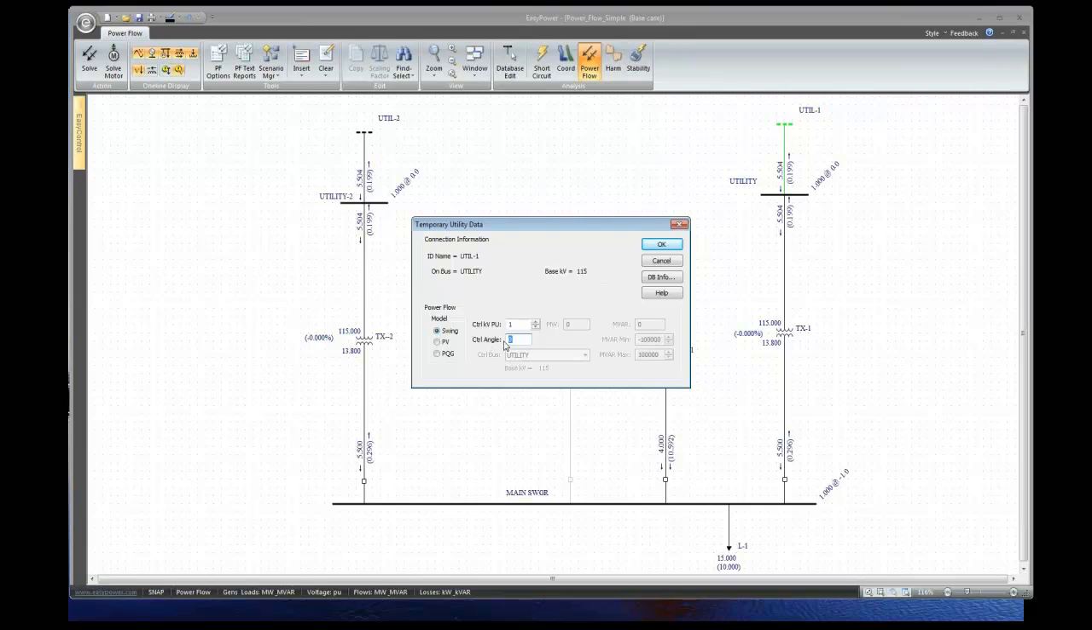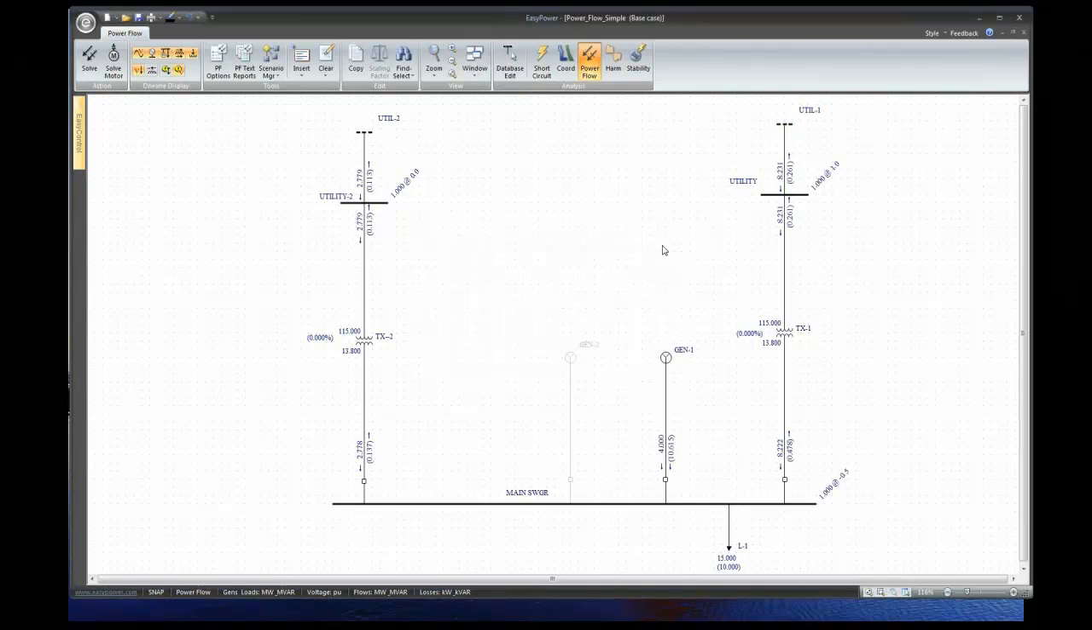So a very small angle can make quite a bit of difference here. Let's put this in degrees. Okay, I'm going to put a 1 degree angle on this utility one. This one will be 0. We're going to rerun this. So now you can see this went up to 8 megawatts and this went down to 2.7, because this has a slightly advanced control angle.